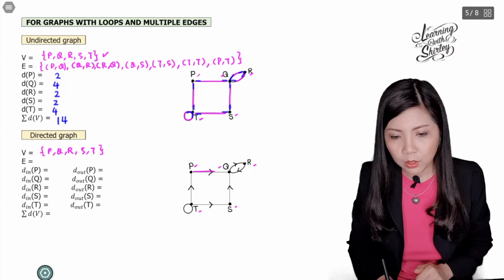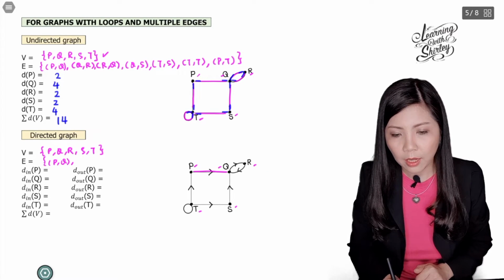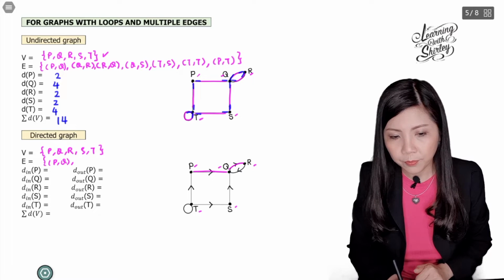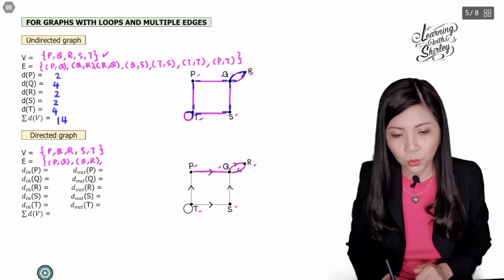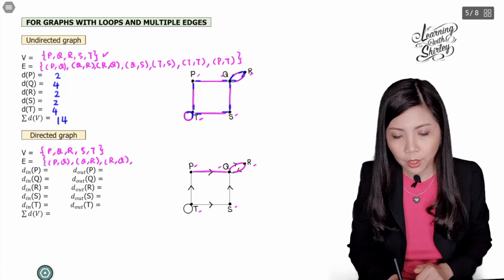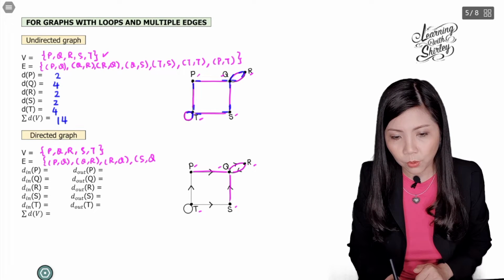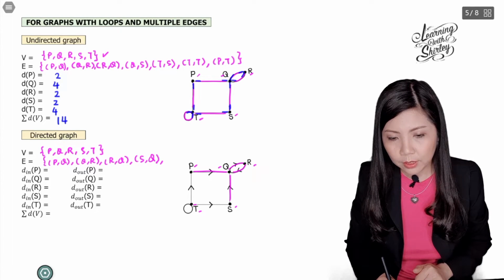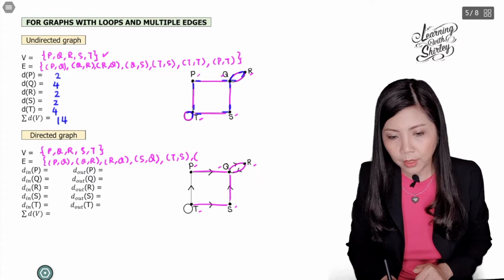So the first one is P to Q. I'm going to write here PQ. Next will be Q to R. And then we have R to Q. Then we have S to Q. Then we have T to S. Then we have TT, which is a loop. And then we have T to P.